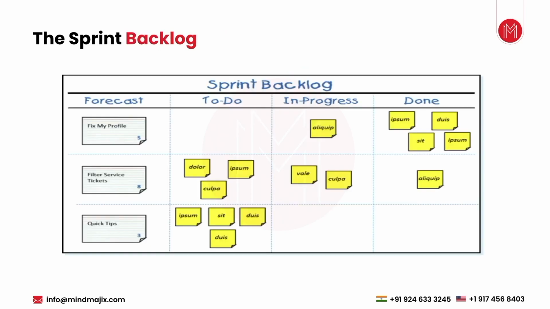So you see the sprint backlog. In the sprint backlog, there is a forecast first of all, right? The forecast is like fix my profile, filter service tickets, quick type. All these things are the forecast. The forecasts are the product backlog items. Now what happens out of this? We have 3 boards. This is a type of agile or Kanban board where we have the forecast, that is the product backlog, and we have to-dos, in progress, and done.